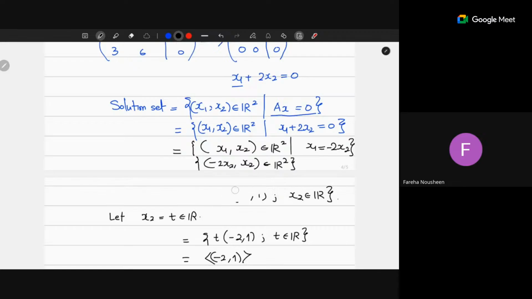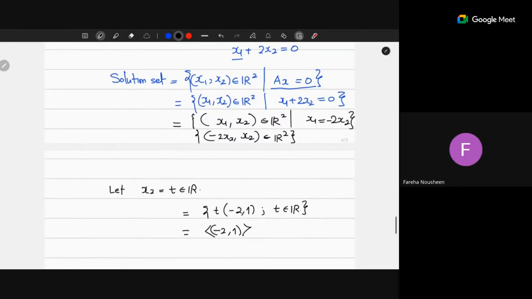So at this point itself, let us take x2 is equal to t, some variable t in R. So it will become minus 2t comma t, where t is in R. Now you can take t out, it is common, and it is nothing but the scalar multiple of vector minus 2 comma 1. So minus 2 comma 1 becomes the basis of the solution set.